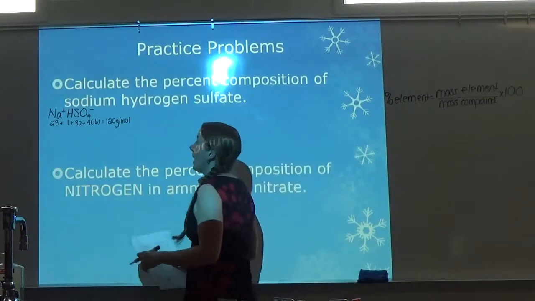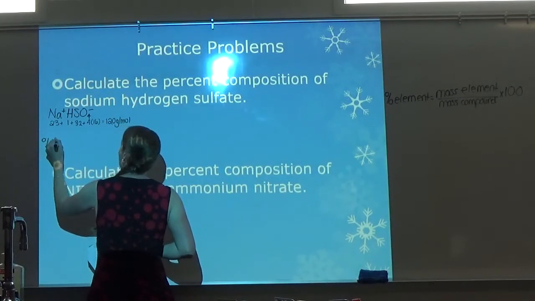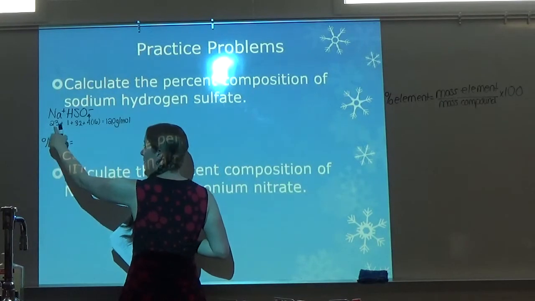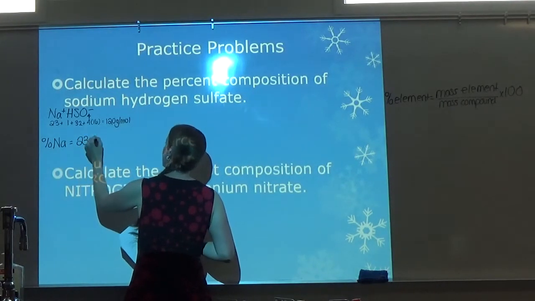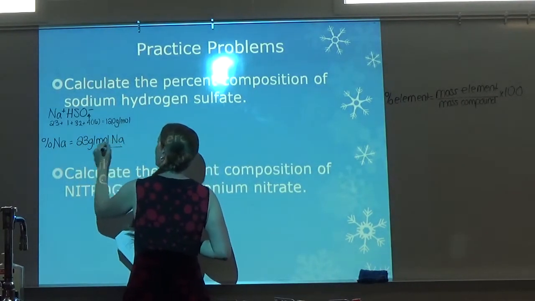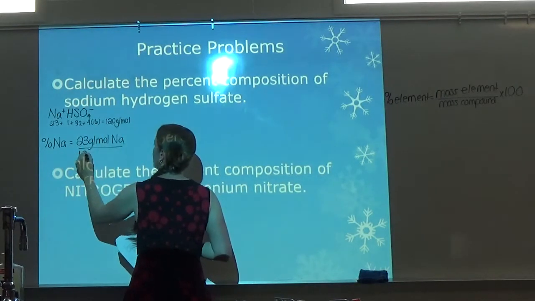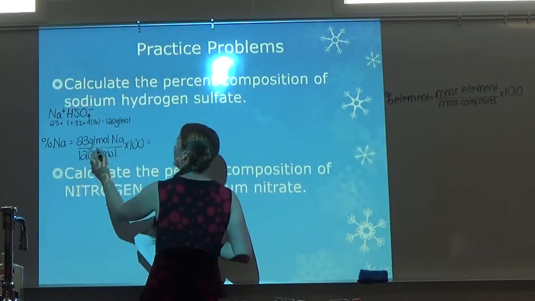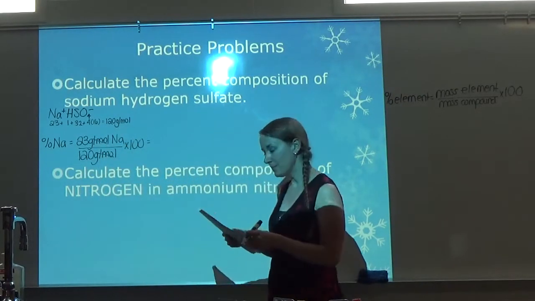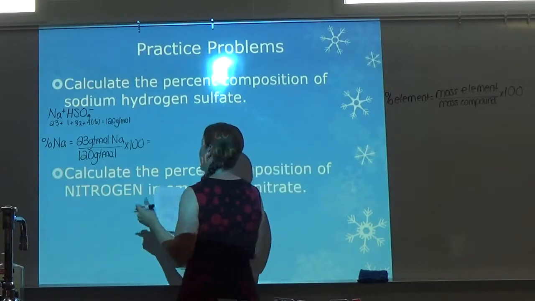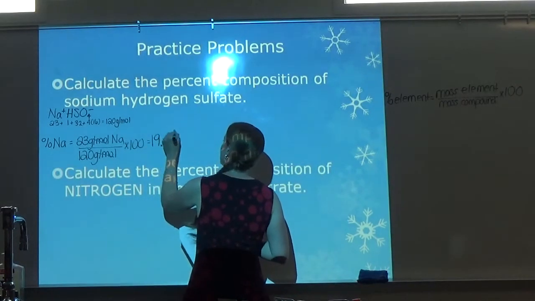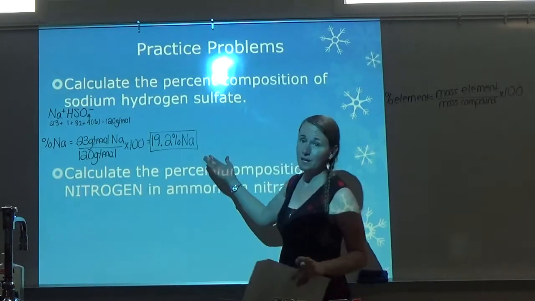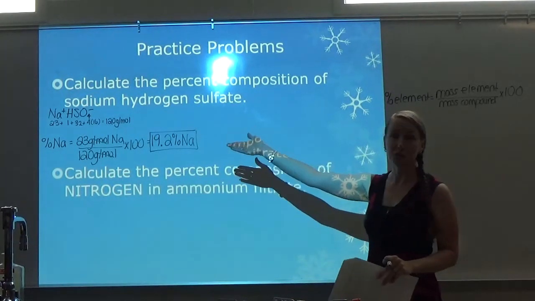All right, so we have percent of sodium. Let's just start with Na. All right, so it's mass of the element, which for sodium I have 23 grams per mole, over the mass of the whole compound, which is 120 grams per mole. I multiply by 100 to get a percentage. My grams per mole cancel, and for sodium I ended up getting about 19.2% Na. Now in this case you can't just do 100 minus, because we have 4 elements to get through.